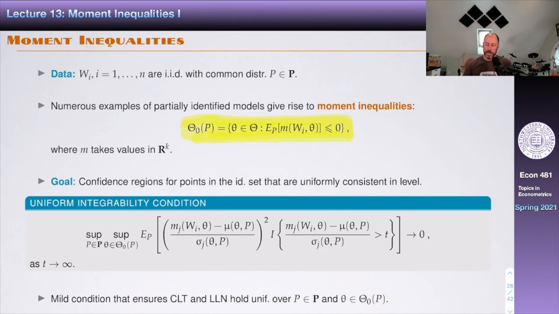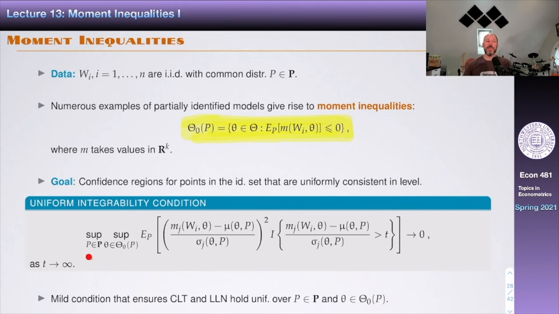Then the goal is to build confidence regions for points in the identified set that are uniformly consistent in levels. And what we're going to ask is the following condition, which for now should not be surprising to you. What we're assuming is that the supremum over P, uniformly over theta, we have a uniform integrability condition. This is exactly the one that we wrote when we saw the t-test, okay? And all the test statistics that we are going to be using today are going to be Wald-type test statistics, okay?